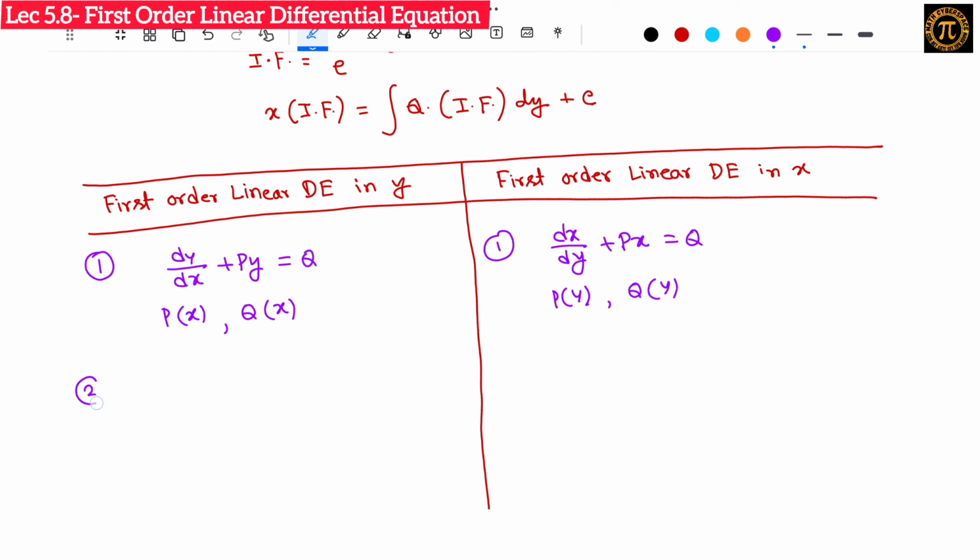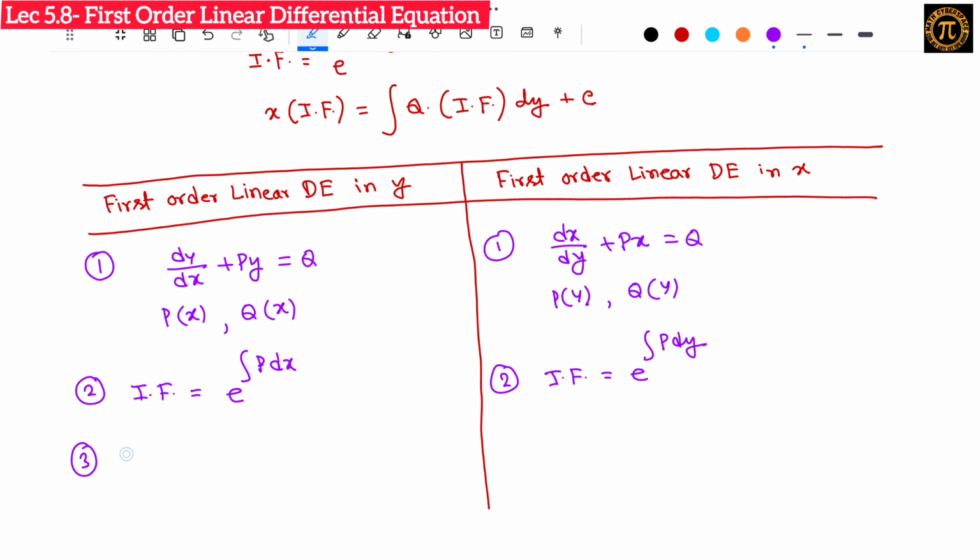Okay, number 2. In this case, what will be the integrating factor? e to the power integration p dx, because p is a function of x only. And in this case, what is the integrating factor? e to the power integration p dy, because here p is a function of y only.